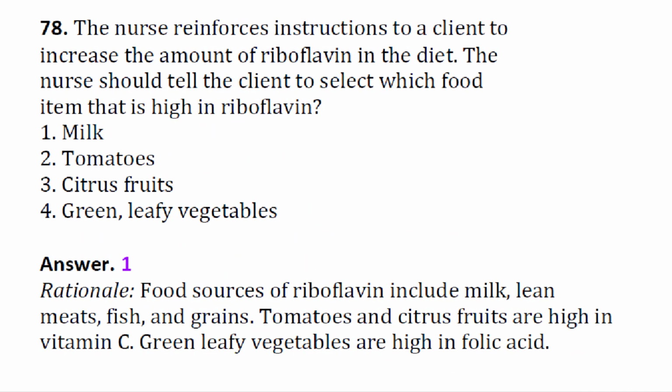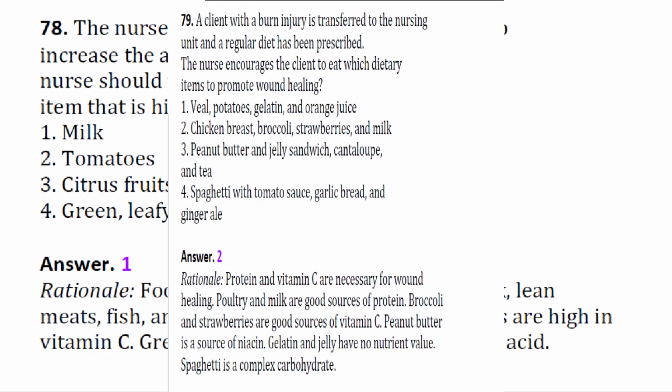78. The nurse reinforces instructions to a client to increase the amount of riboflavin in the diet. The nurse should tell the client to select which food item that is high in riboflavin? 1. Milk. 2. Tomatoes. 3. Citrus fruits. 4. Green, leafy vegetables. Answer: 1. Rationale: Food sources of riboflavin include milk, lean meats, fish, and grains. Tomatoes and citrus fruits are high in vitamin C. Green leafy vegetables are high in folic acid.